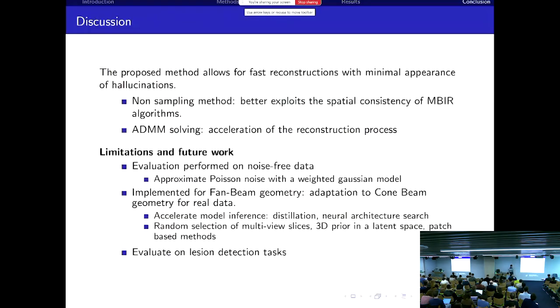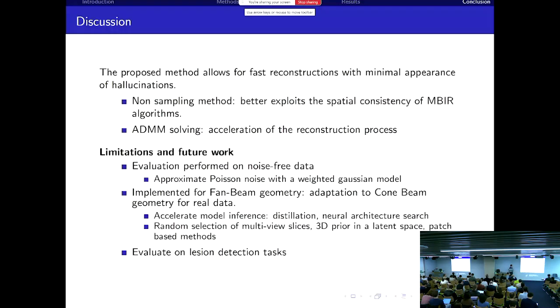So basically, what we have done here is just to solve the RedDiff optimization problem using ADMM. And we observe that in this way, we obtain results that have minimal appearance of hallucinations. And also, we obtain fast reconstructions thanks to this ADMM splitting.